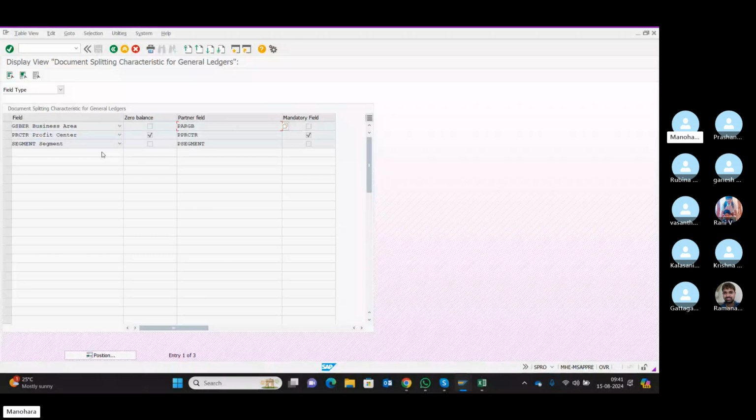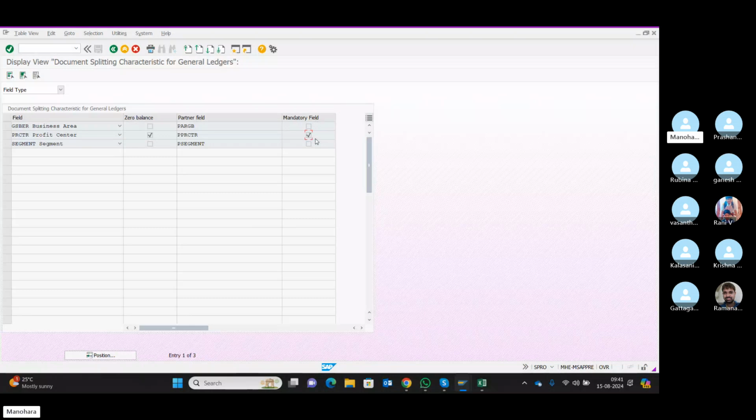So for document splitting with profit center, the zero balance is activated, and there are mandatory fields, right? This is mandatory. If you are going to activate the profit center, you also have to activate this mandatory field. Once the profit center is activated here but you didn't click the mandatory option.